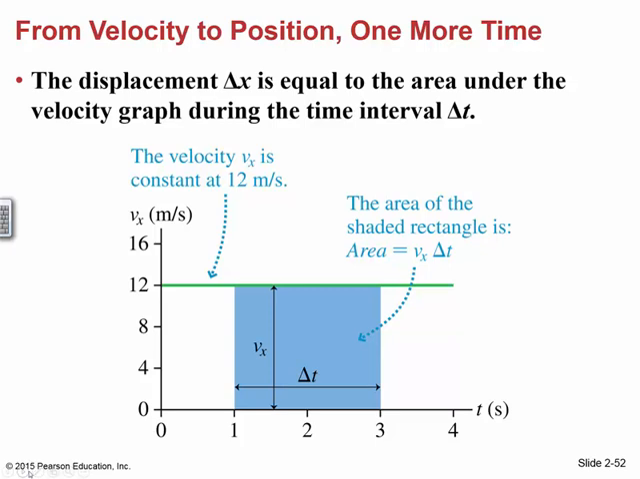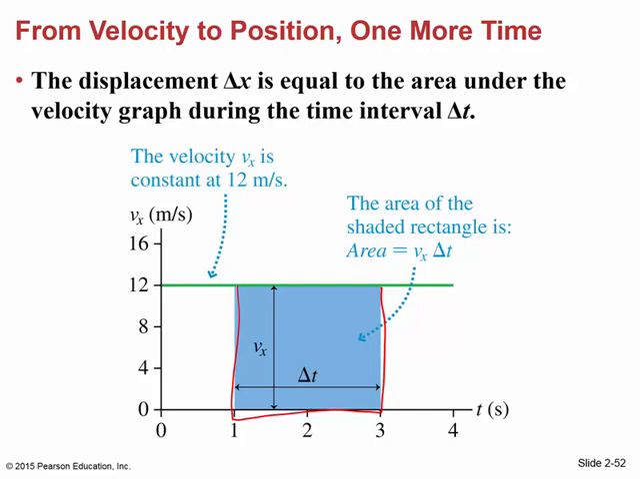All right, displacement versus time. Delta x is equal to the area of the velocity graph during the time interval. You say, well, how do we get that? It's very simple to understand. If we have constant velocity, and let's say this is a velocity versus time graph and it's flat, what do we get? We get a rectangle.